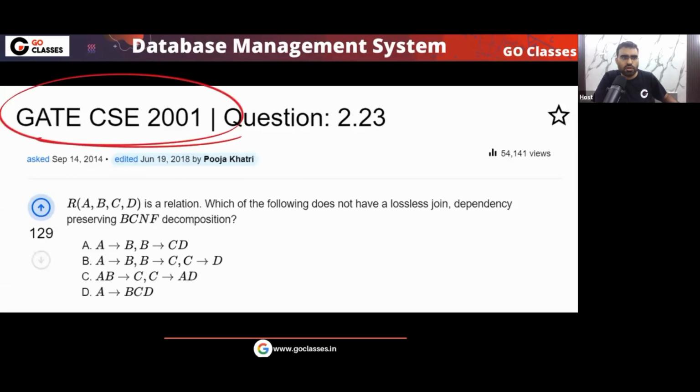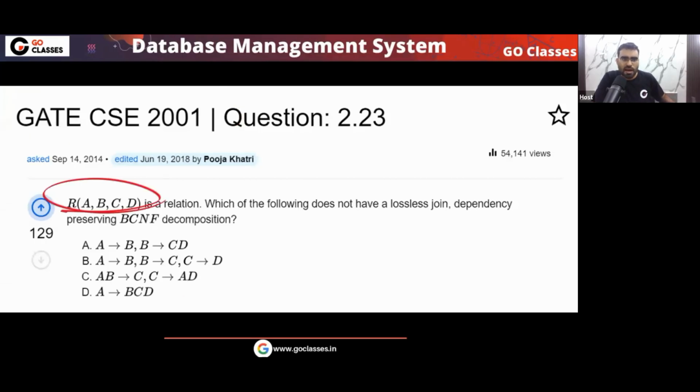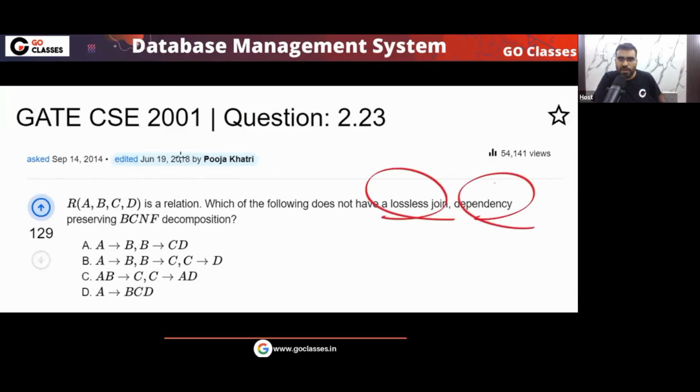Let's solve this GATE 2001 question. Relation R(A, B, C, D) is a relation. Which of the following does not have a lossless, dependency-preserving BCNF decomposition?